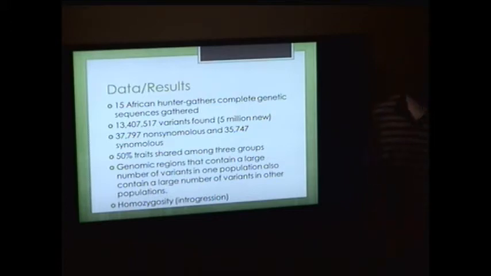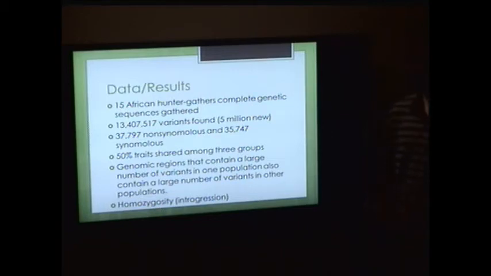15 human genetic sequences were taken from 5 individuals from 3 different African tribes: the Sandawi, the Pygmy, and the Hadza. 13.4 million variants were found, and 5 million were new variants, never seen in other sequences. Almost 38,000 were non-synonymous, meaning they cause genetic mutations that change the individual, and 36,000 were synonymous, which do not change the individual.